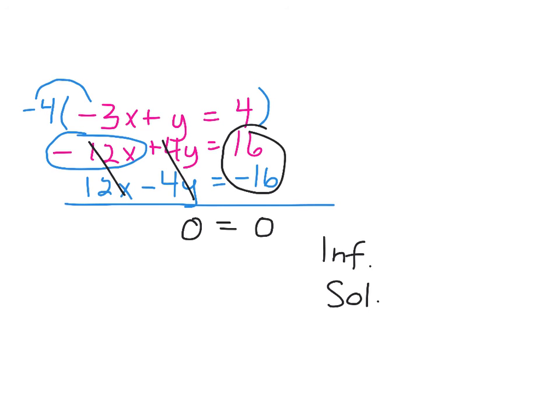In other words, if we put these in slope-intercept form, we would have in both cases y equals, I believe, 3x plus 4. That's the same line. They lie on top of each other. There are infinitely many ordered pairs that would solve that system. All right, and that is it for these special cases.